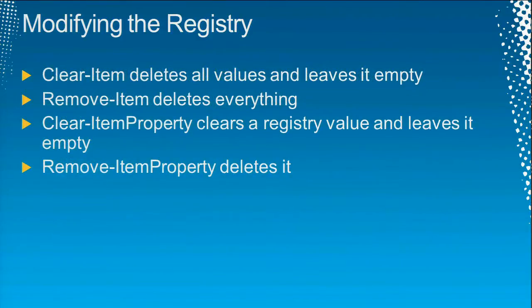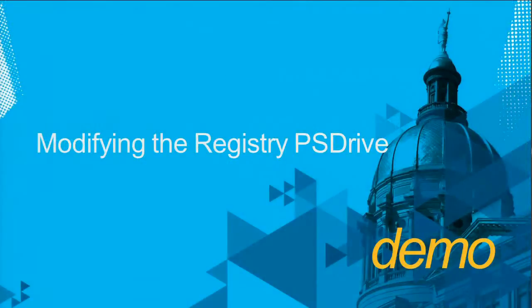Again, more item properties. If I want to get rid of things, you can use Clear-Item. Clear-Item will leave the registry entry, but delete any value. You can use Remove-Item if you want to whack it altogether. And the same things for Clear-ItemProperty and Remove-ItemProperty follow the same principle. So let's take a look at those things.